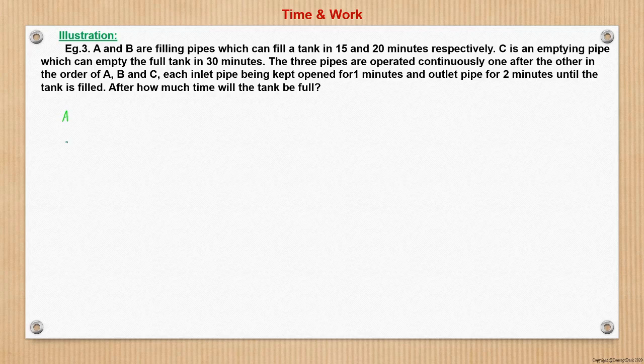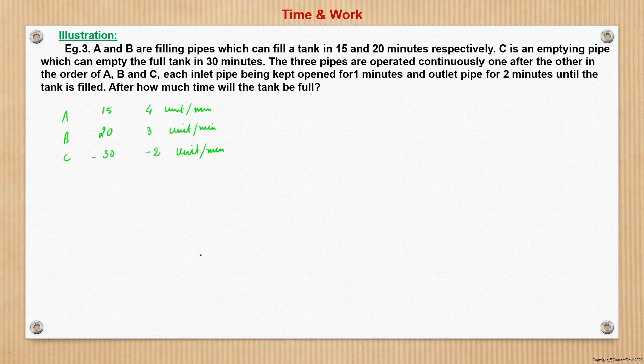Here it is given that A, B, C, it takes 15 minutes, it takes 20 minutes, and C is an emptying tank which takes 30 minutes. Let it be minus 30. LCM is 60 units of work, so this becomes 4 units, this becomes 3, and this becomes minus 2, right? Units per minute. Now the three pipes are operated continuously one after the other in the order A, B, C.